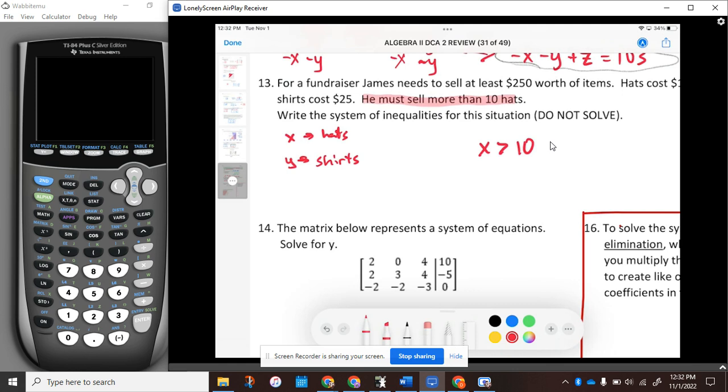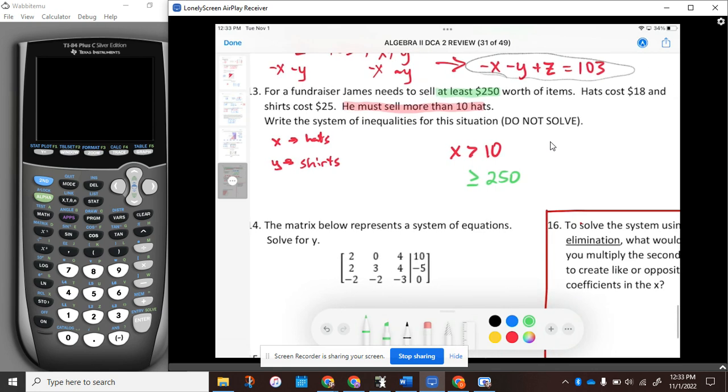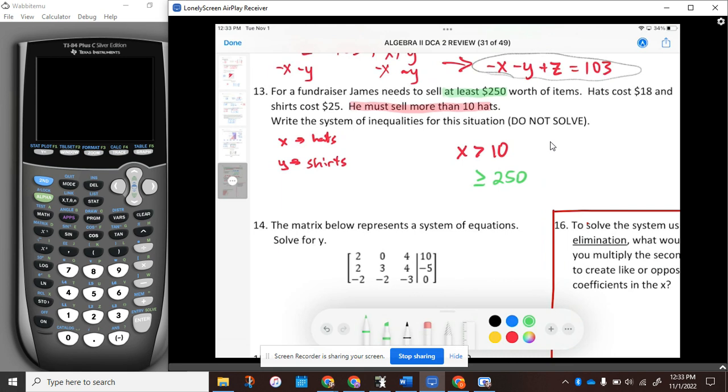Okay? The other key piece of information I see is here at the beginning, at least $250. What's that symbol for at least? Greater than or equal to. So whatever's on the left is going to be greater than or equal to 250. What is that thing going to be on the left? It is going to have X and Y, but here's the thing. That 250 is a dollar amount, right? So if you've got money on the right side, you've got to have money on the left side also. That's exactly it. It's going to be $18 for every X and $25 for every Y.